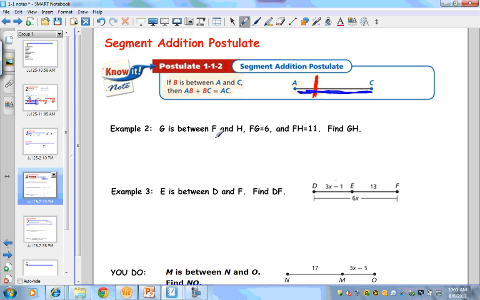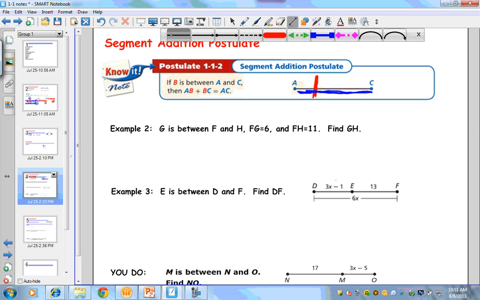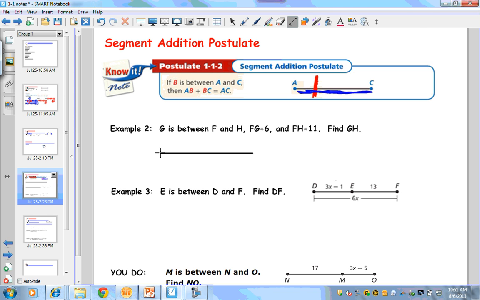Let's look at example number 2. It says G is between F and H. FG is 6 and FH is 11. Find GH. Well, if you notice, we do not have any type of picture to go off of. So let me encourage you to create your own picture to visually see the problem. So G is between F and H. So that would be, F would be right here. There's my point. Let's just go ahead and put G in the middle of it. And H here.